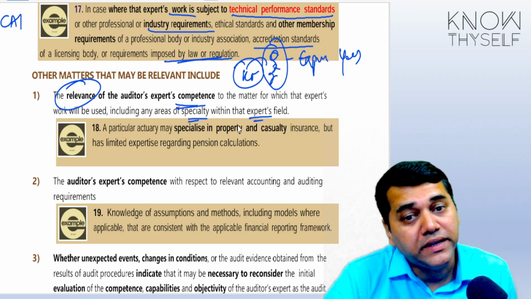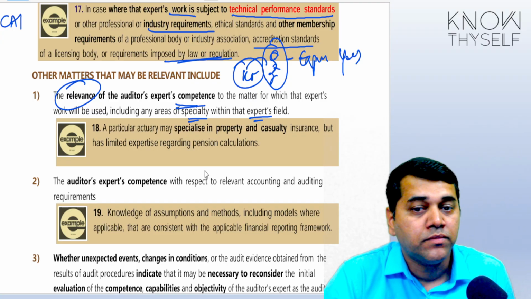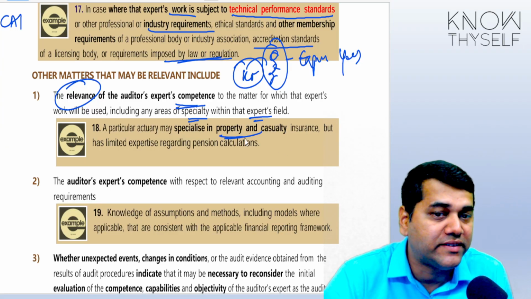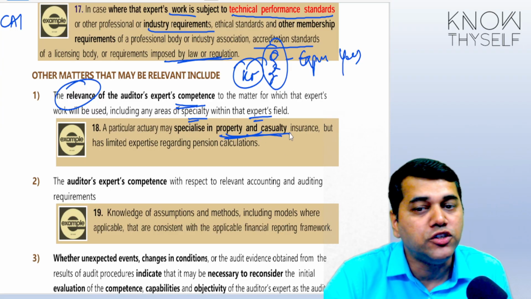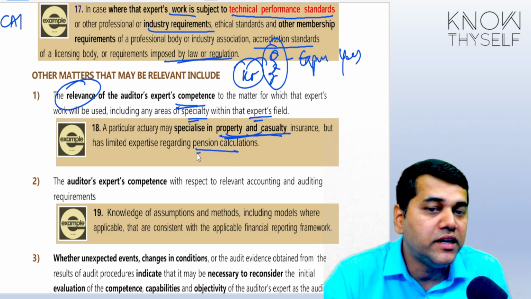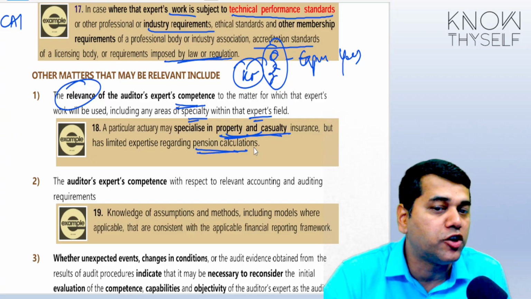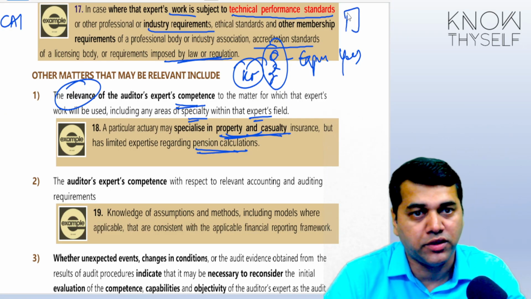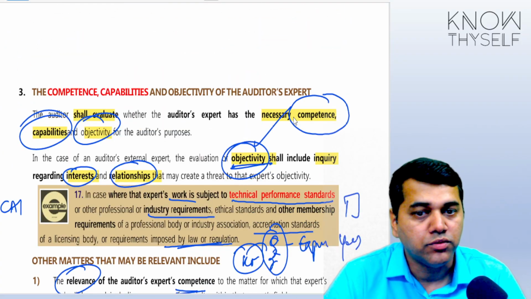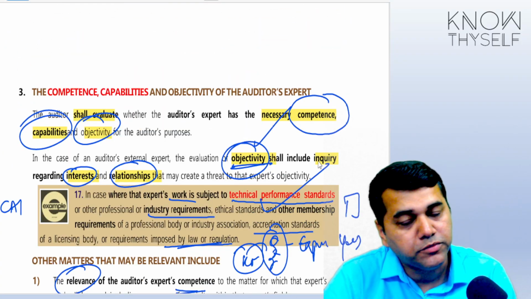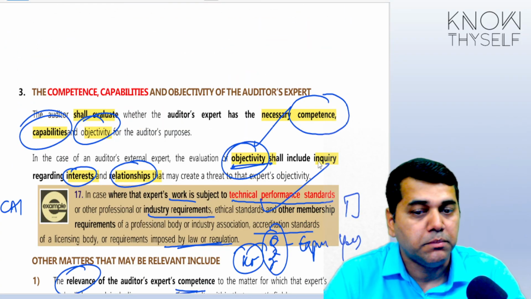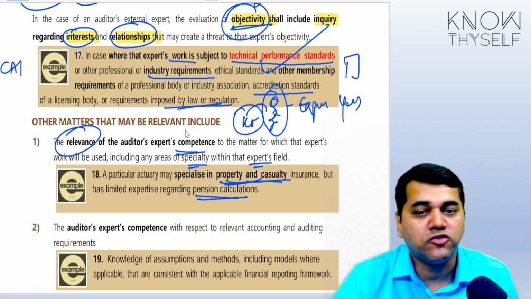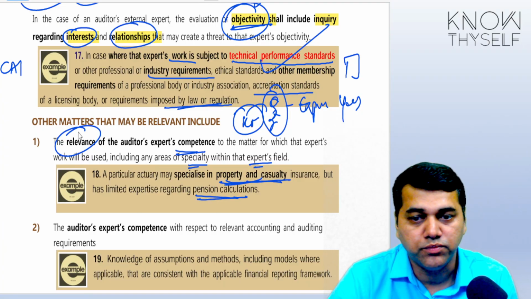Is that competency relevant? A particular actuary may specialize in property and casualty insurance, as they have given in the example, but may have limited expertise related to pension calculation. So he may belong to one association, okay? He may be very objective. His work may be subject to certain professional standards. But if he does not have relevant experience, then his competence may not be relevant to you.